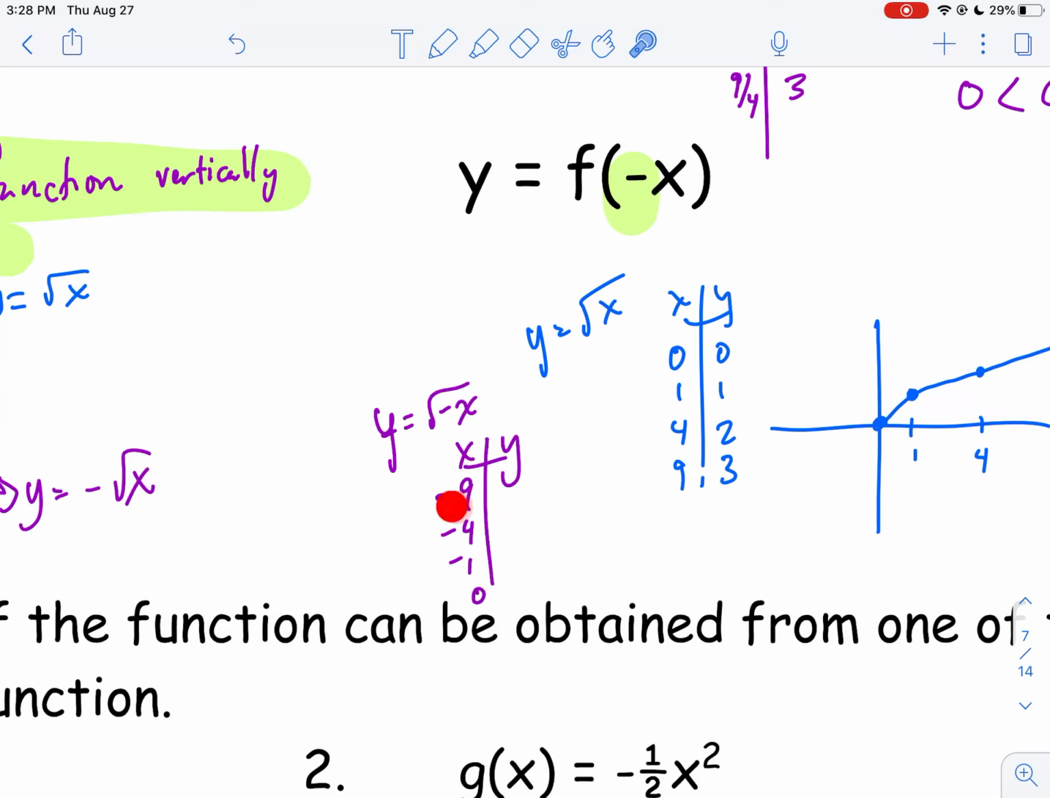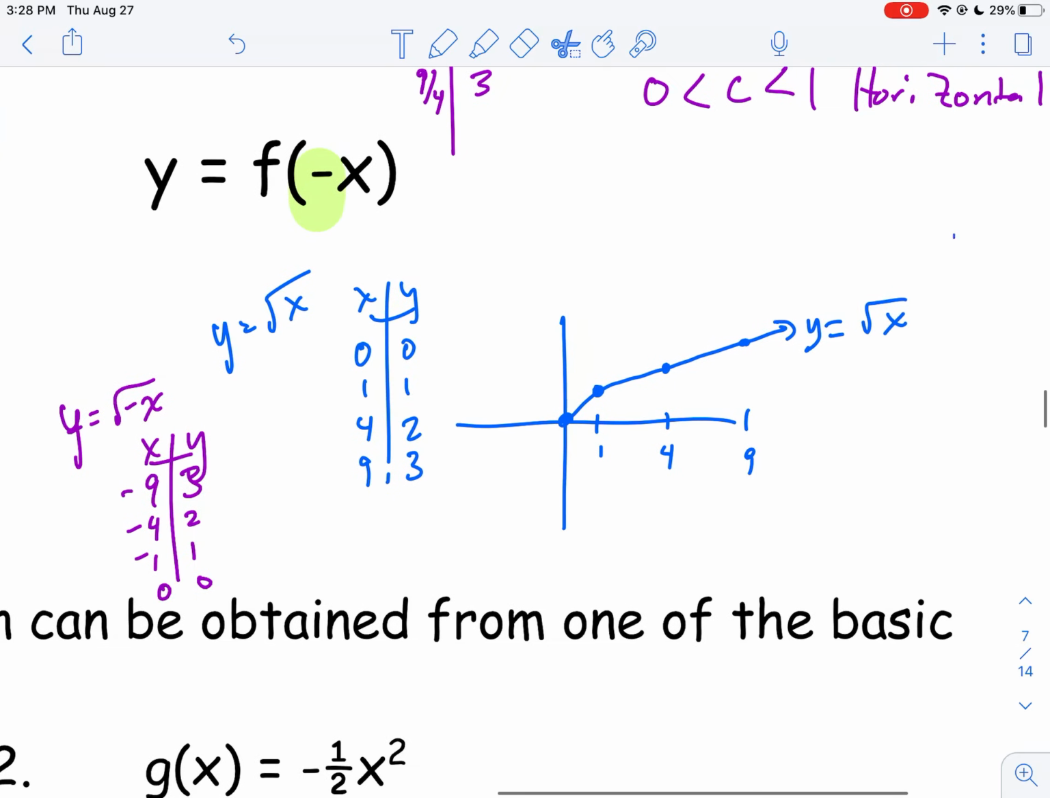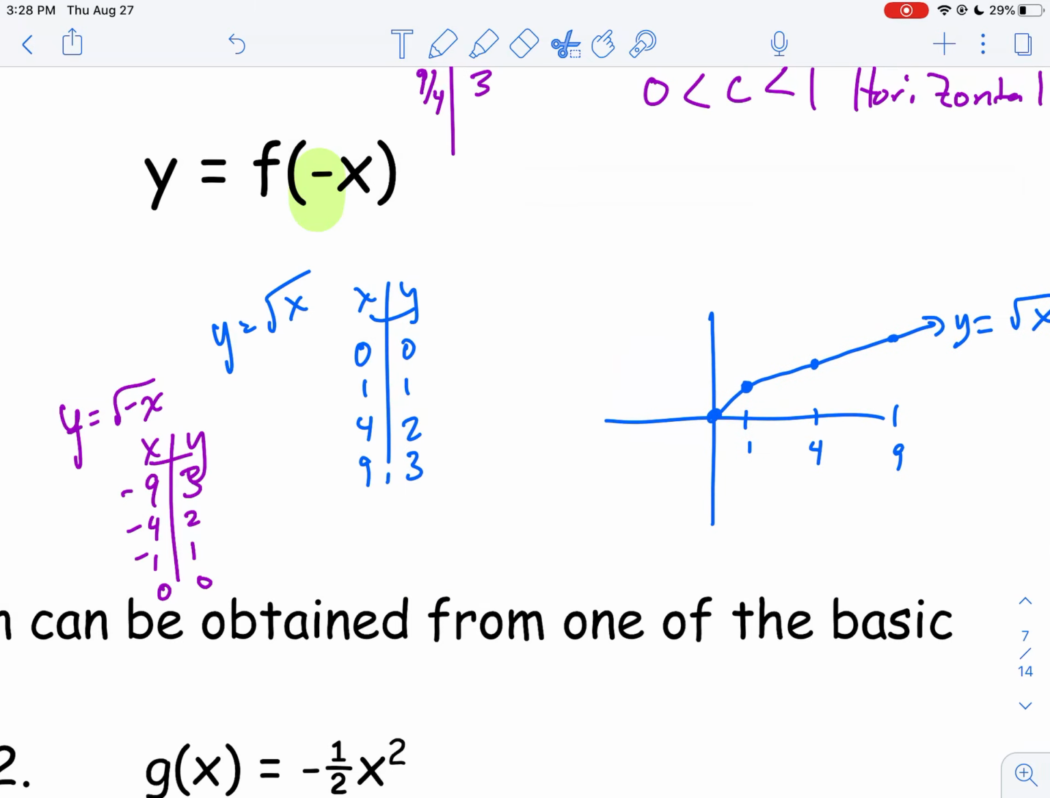Because what happens when I put negative 9 into this function? I have the opposite of negative 9, or negative negative 9, which gives me positive 3. Plug negative 4 in, I get 2, 1, and 0. Check this out. I think this is really cool. Notice what happens now. Instead of 0, 0, but instead of 1, 1, it's negative 1, 1. It's negative 4, 2, and it's negative 9, 3. Cool, huh?